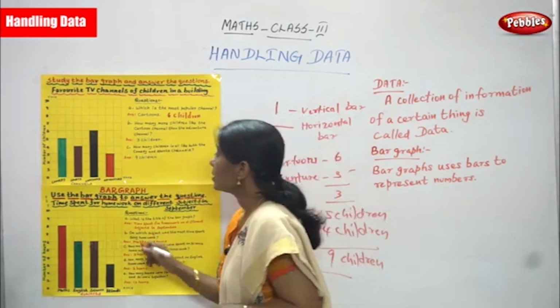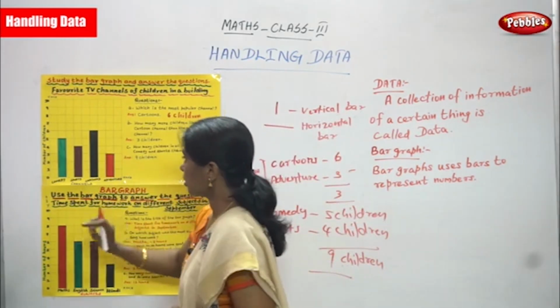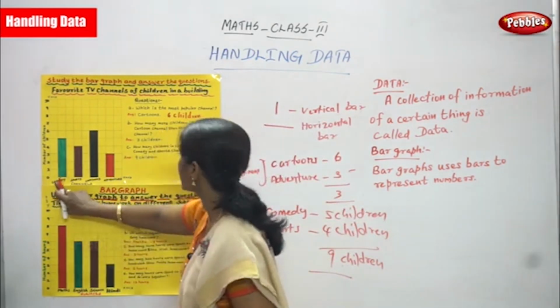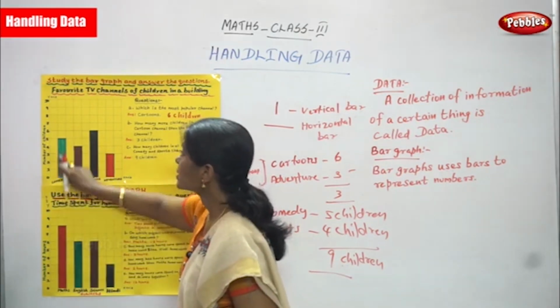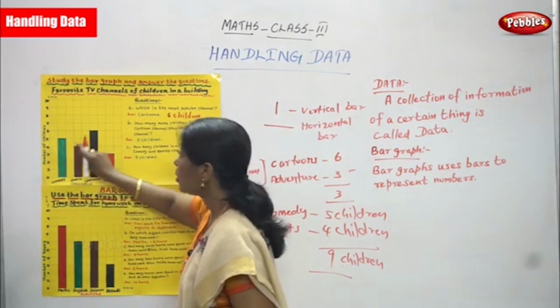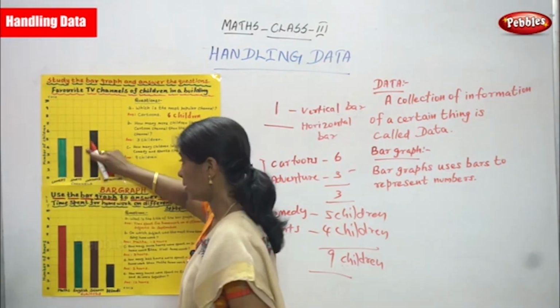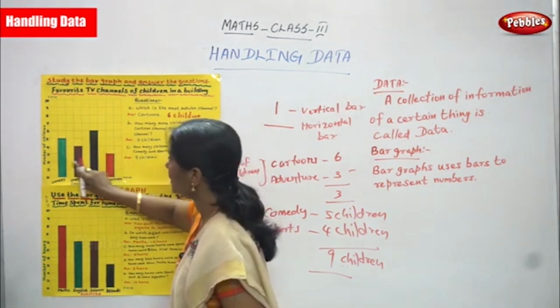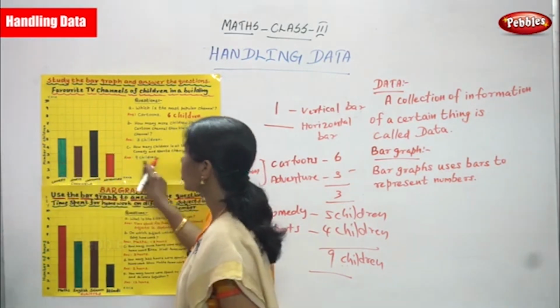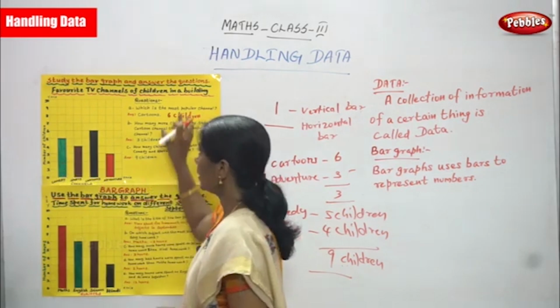That means they watch both channels, the comedy channel as well as the sports channel. You have to add together. The comedy channel is watched by only 5 children, the sport channel by only 4 children. But if they combine together, they watch both channels. It is how many children? 9 children, I think so.